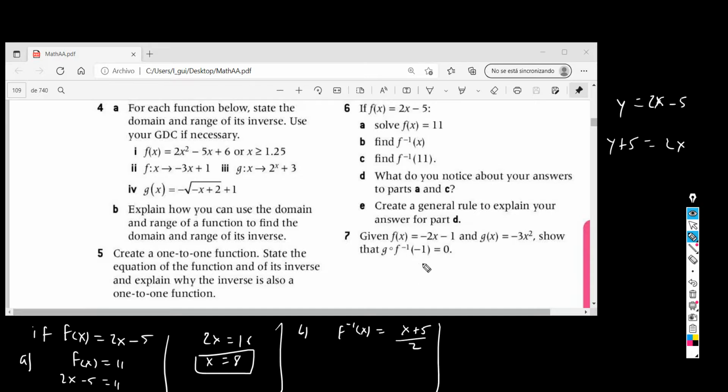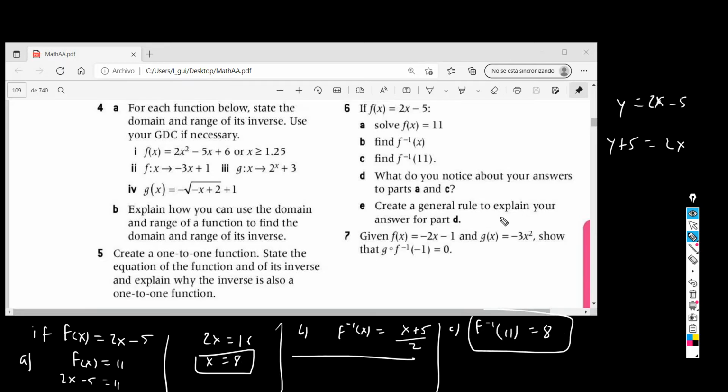Done. C. Well, let's do it here. Find f inverse of 11. Well, it's going to be 11 plus 5, 16 over 2, it's going to be 8. F inverse of 11 is 8. What do you notice about your answers to parts A and C? They are the same. It's 8. X equals 8, and f inverse of 11 is 8.